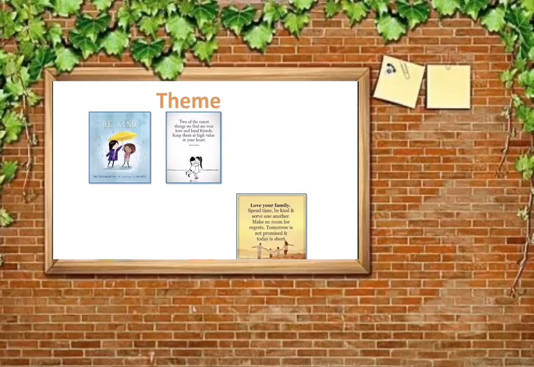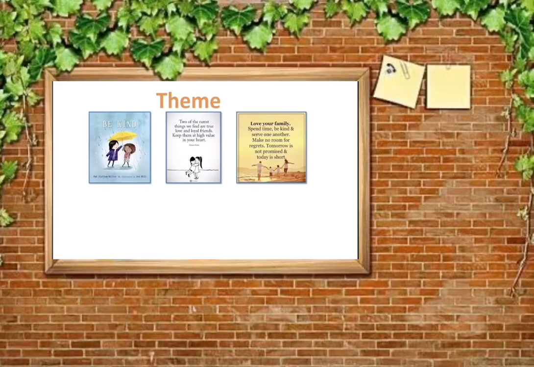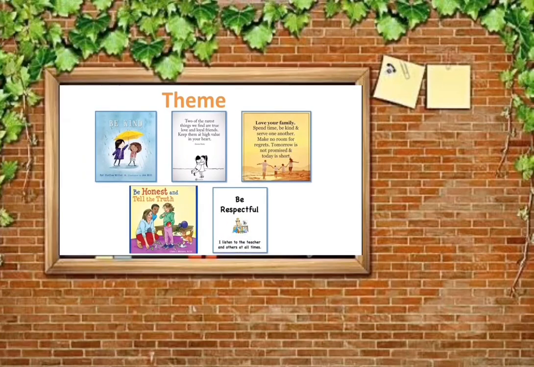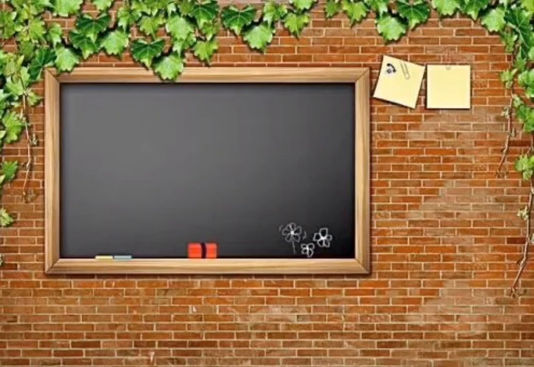When looking for the theme of a story, you may ask yourself the following questions. What important lesson or message did I learn from this story? What does the story tell me to do or not to do? The following are some of the common story themes. Be kind and helpful to others. Value true friendship and loyalty. Love your family. Always respect others. Be honest and do not deceive or pretend.